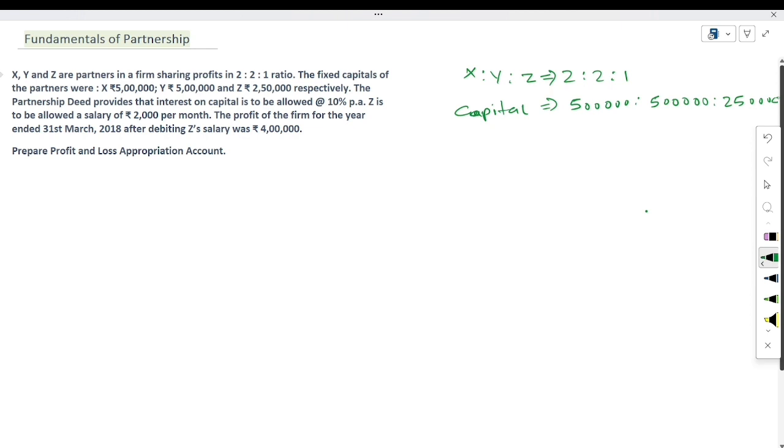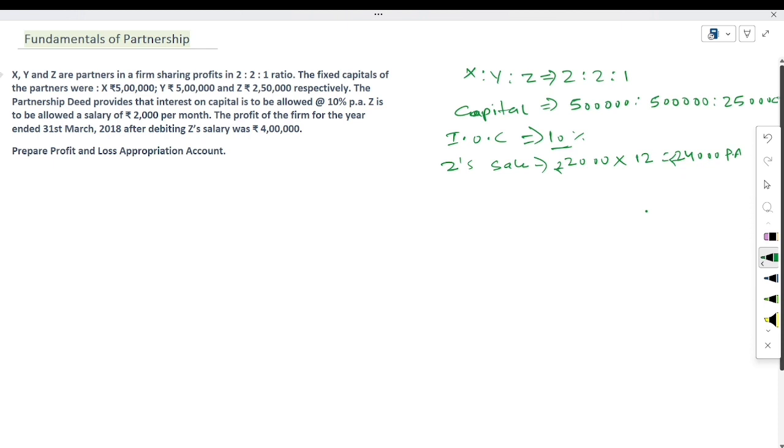The partnership deed provides that interest on capital is to be allowed at the rate of 10% per annum. Interest on capital is mentioned in the partnership deed. As you know, if it is not mentioned in the partnership deed, then we cannot provide interest on capital. So here it is mentioned, so we will provide 10% interest on capital. Z is allowed a salary of rupees 2,000 per month. It means it will be converted into the year.